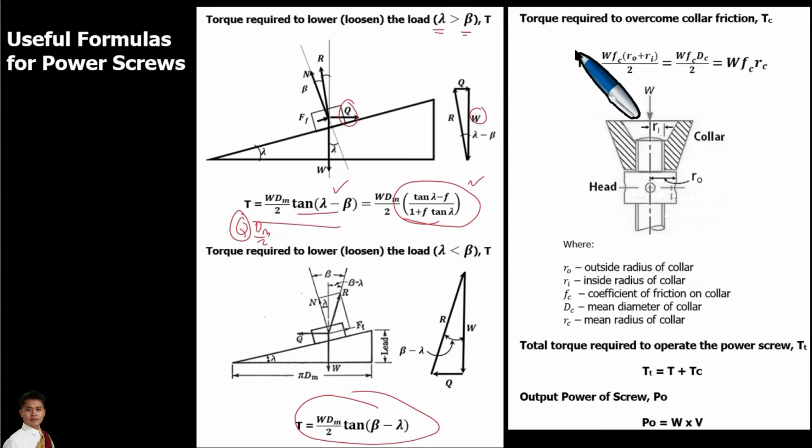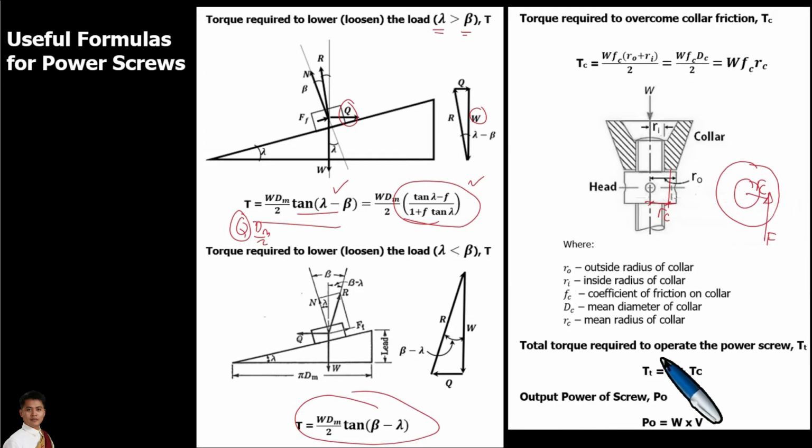Okay, next formula for the torque required to overcome collar friction. So yung point of application nito, nasa mean radius natin. Okay, yung pagitan ng outside radius sa inside radius, kumbaga nandito yan. So yung radius ng collar, so yung R sub C. So ang top view nito, kumbaga, ito yung outside, ito yung inside radius. So nandito yung torque. Yung force na to multiplied by yung R sub C.